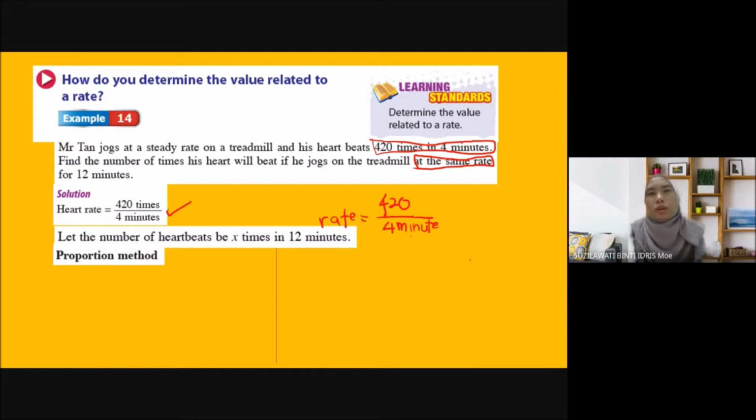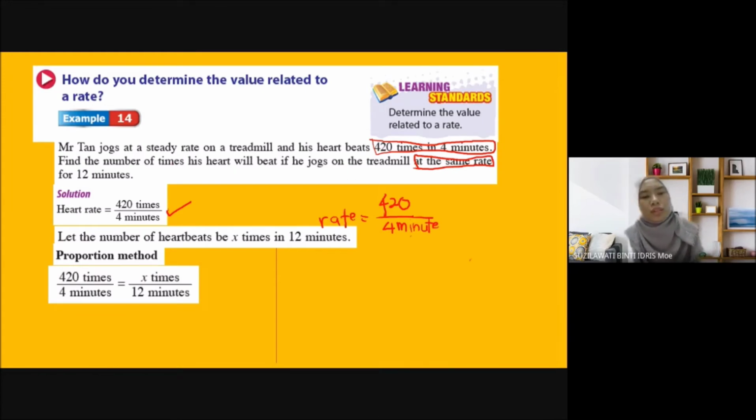Now I'm going to show you how we solve this using proportion method. Using proportion method, remember you need to write the proportion. Last week you already learned, 420 times over 4 minutes equals x times over 12 minutes. Ingat bila kamu write proportion mesti ada equal, mesti ada two rates. Both rates are equal to each other. Remember that when you write a proportion.